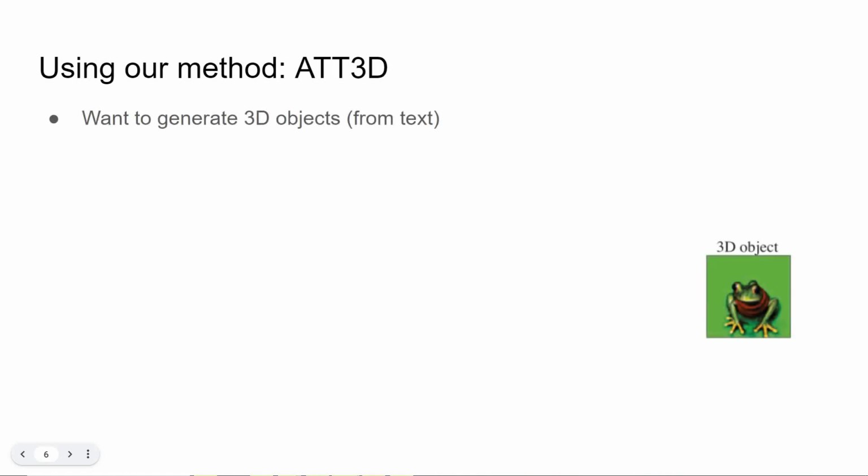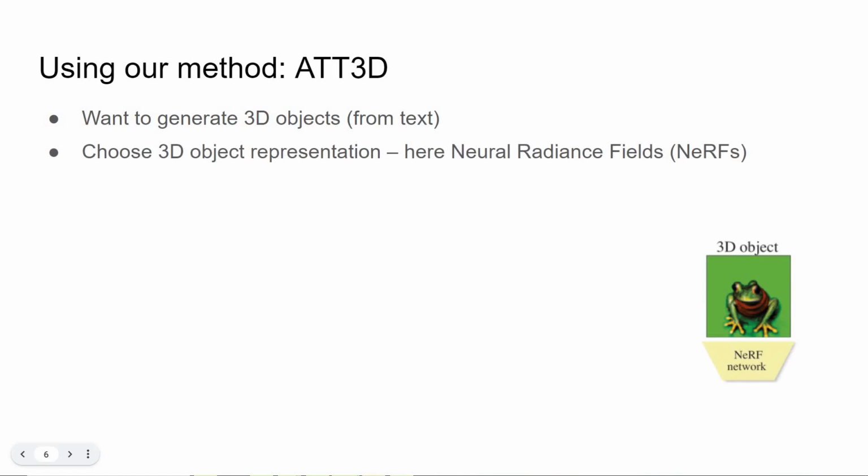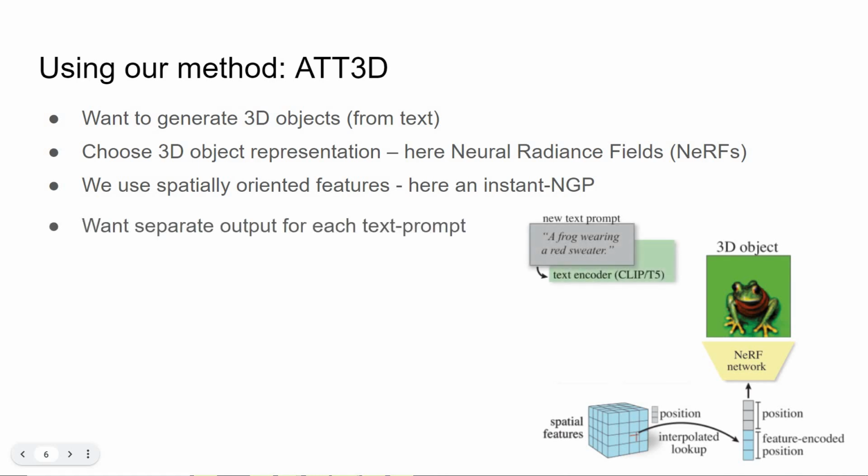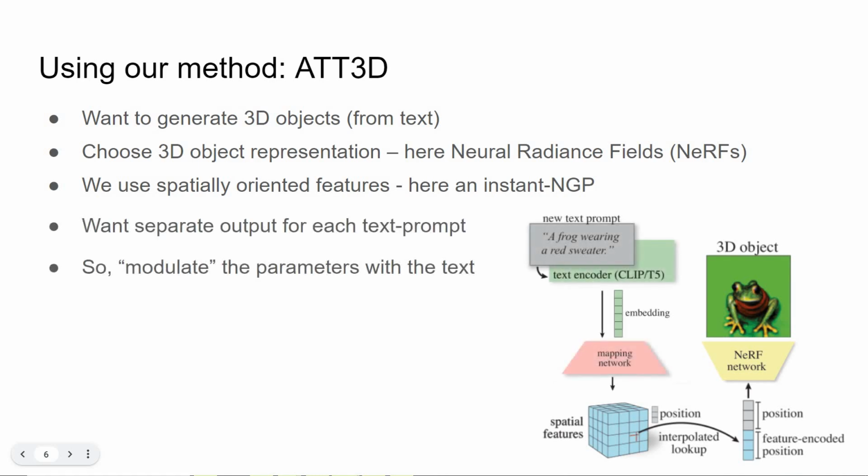We want to generate 3D objects from text. We use Neural Radiance Fields, or NeRFs, to represent our objects, an Instant NGP backbone for representing our spatially oriented features. We want a separate object output for each text prompt, so we modulate the parameters of our network via the text. Specifically, we use a hypernetwork inputting the text embedding to modulate the Instant NGP parameters.